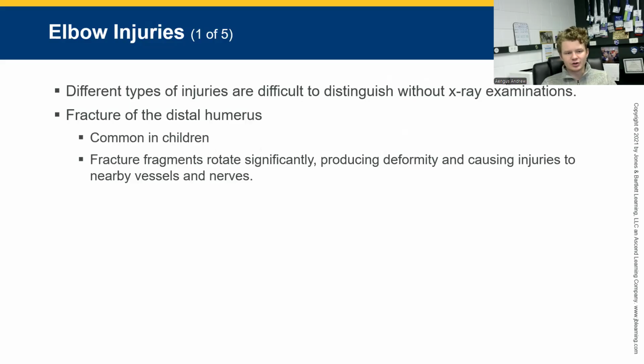It says here they commonly occur in children. When I was a child, I had a distal humeral fracture with elbow dislocation. And that was the only thing I've ever dislocated, I think.